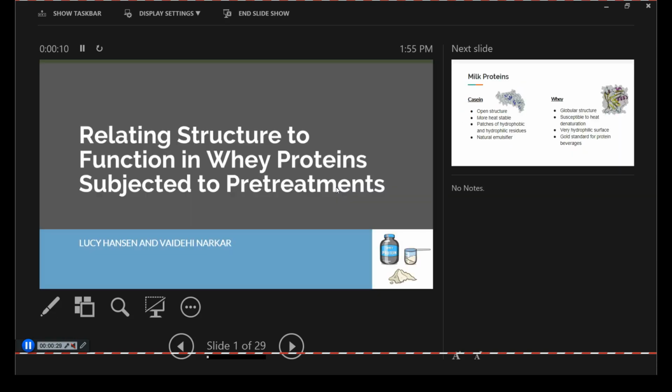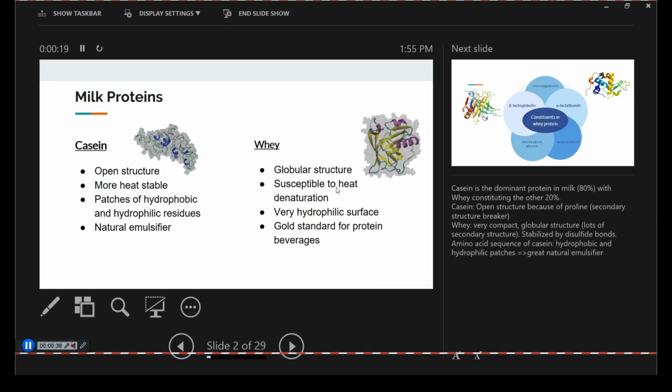All right. Hello, everybody. I'm Lucy, and this is Vitahe, and we'll be talking today about relating the structure to function in whey protein subjected to pretreatments. So to give you a refresher, we've talked about this a bit in class, but there are two main proteins in milk. Those are casein and whey. Casein makes up about 80% of that, and whey is the remaining 20%.